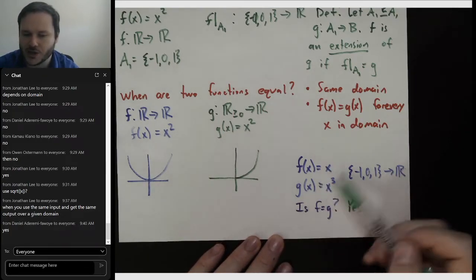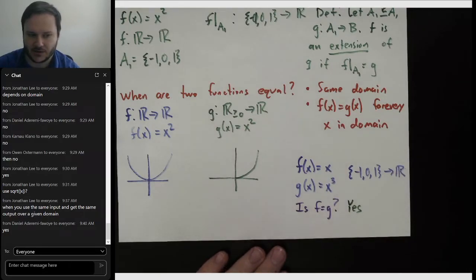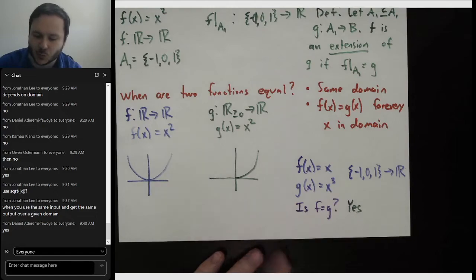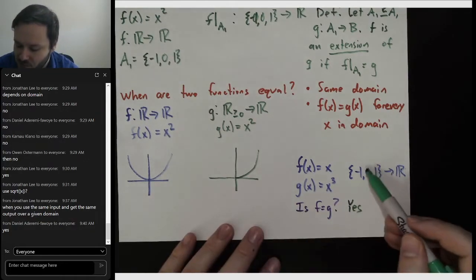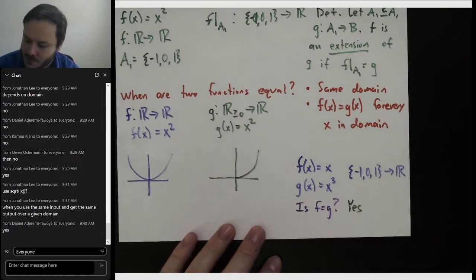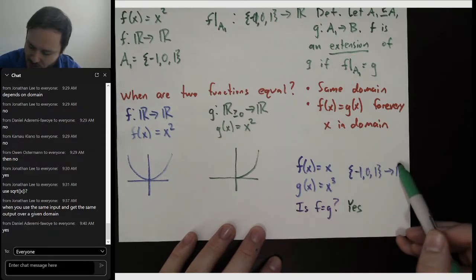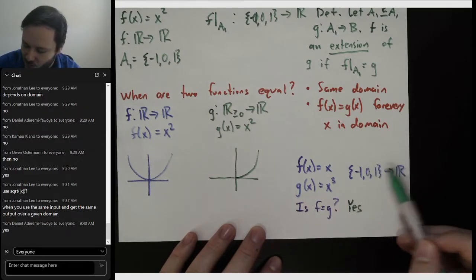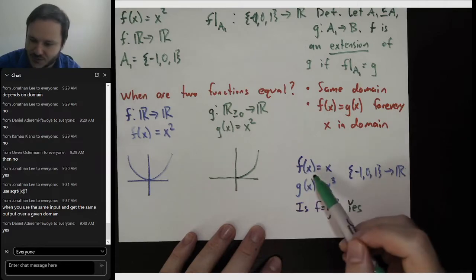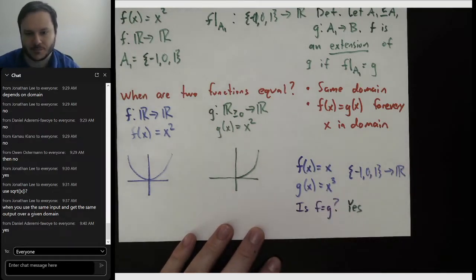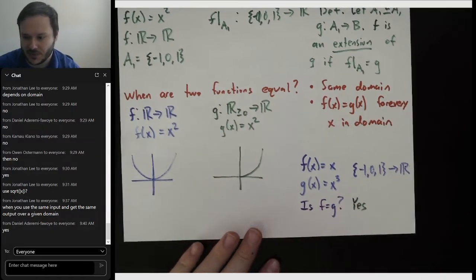So the equation doesn't matter for a function. All that matters for a function is the rule. And the rule is how inputs get turned into outputs. So if the rule is minus 1 goes to minus 1, 0 goes to 0, 1 goes to 1, then these two functions are the same, no matter how I've written them.